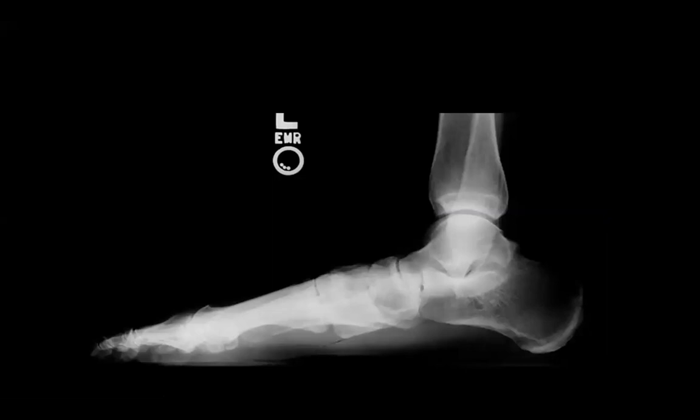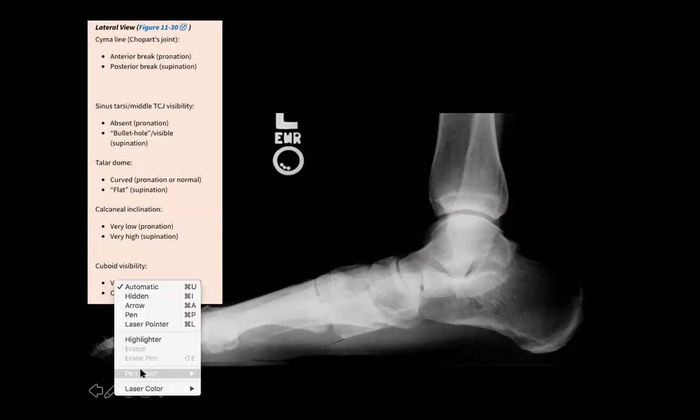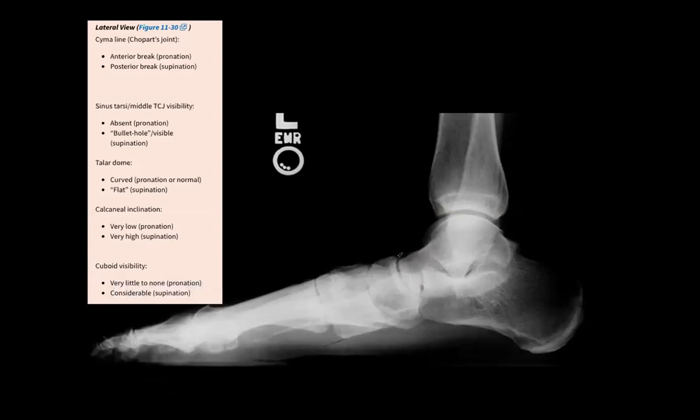So when we get a chance and we look at a flatfoot x-ray, there are a bunch of images and a bunch of angles to go through. But we talk about the cyma line, the sinus tarsi. So the cyma line, I'll do some drawings here. The cyma line is usually anteriorly broken on a pes planus foot type.